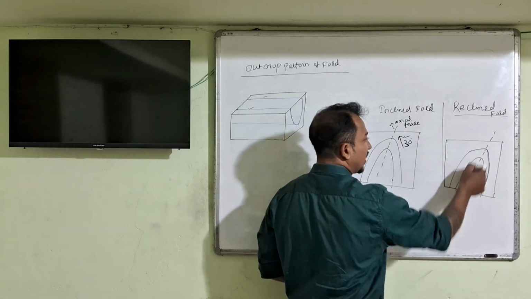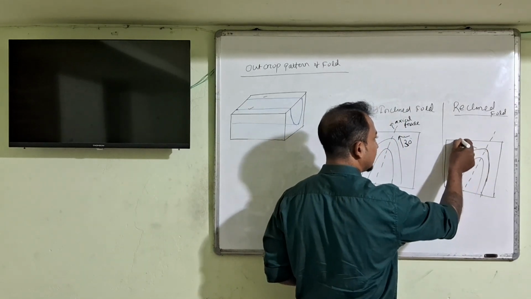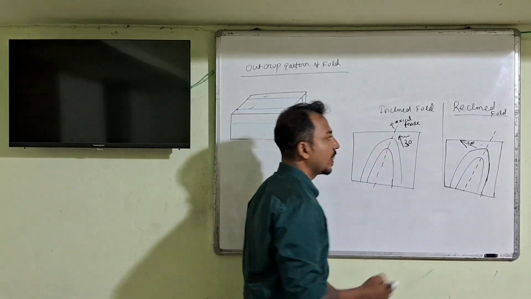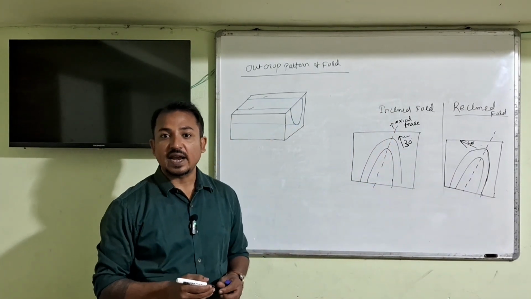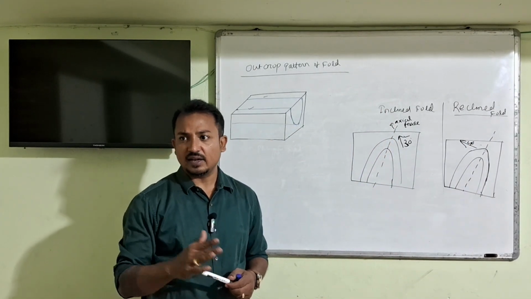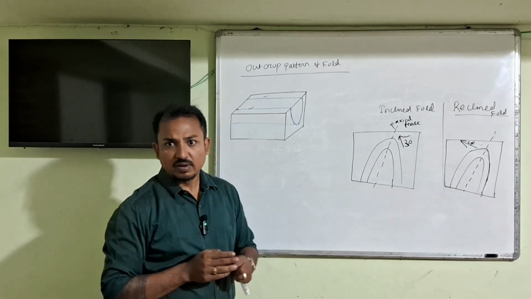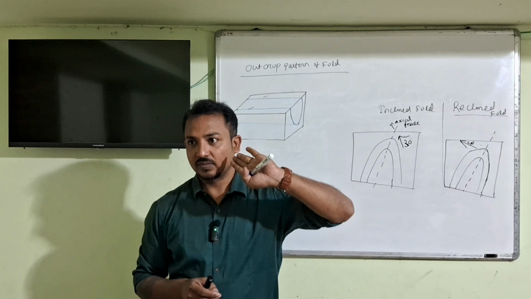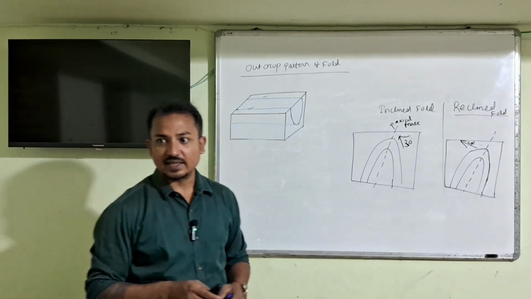So in a reclined fold, this is the axial trace. The trend of the fold axis is approximately 90 degrees, approximately 80 to 90 degrees. You will find the pitch here in a reclined fold approximately 90 degrees from the axial trace. If it is 90 degrees from the axial trace.